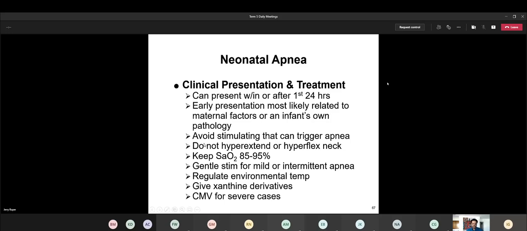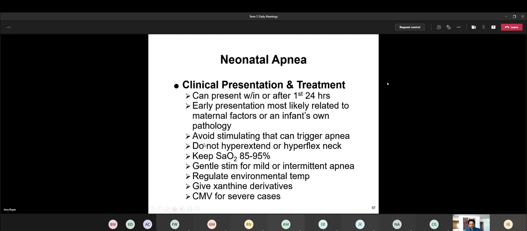And saturations anywhere from 85 to 95% is good. Anything higher than 95%, you're thinking ROP could possibly develop. So then, gentle stimulation again usually doesn't take much to break them out of that spell of apnea. Make sure we keep the environment thermal neutral for them, keep them warm enough so they're not losing body heat to their environment.